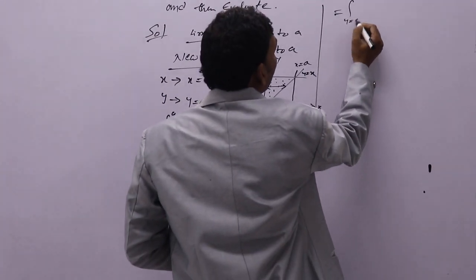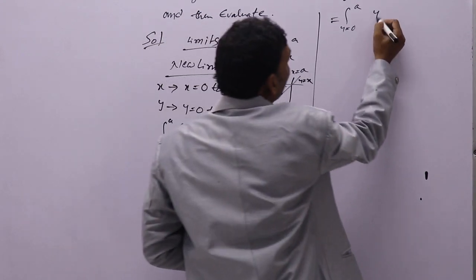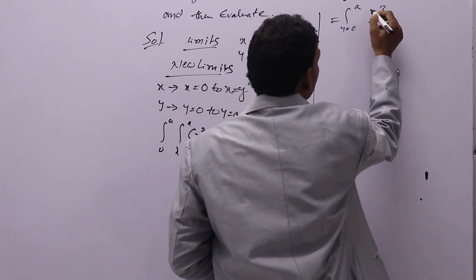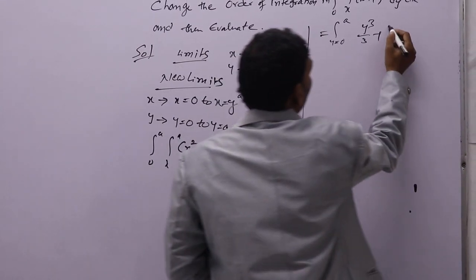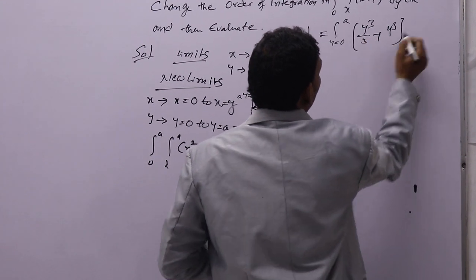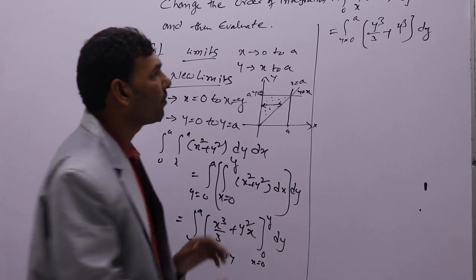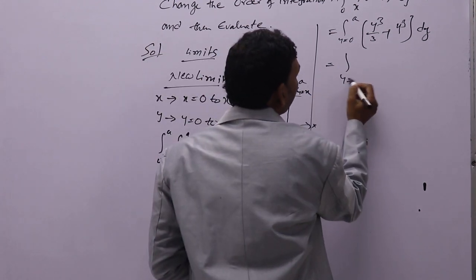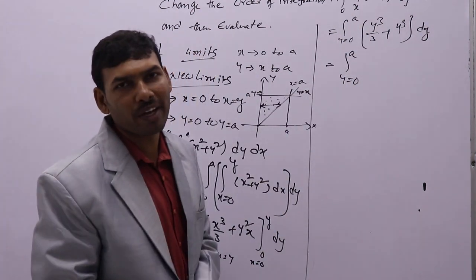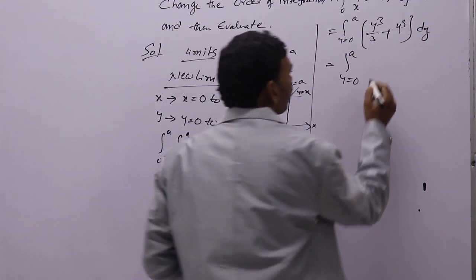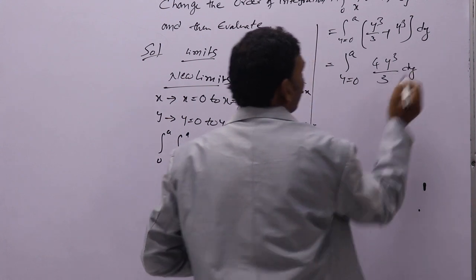Integral y equal to 0 to a. Write y in the place of x: y cubed by 3 plus, write y in the place of x, y cube dy. Y cubed by 3 plus y cube dy. So if you take 3 as LCM, 3y cube plus y cube. How many y cubes? 4y cube. 4y cube by 3 dy.